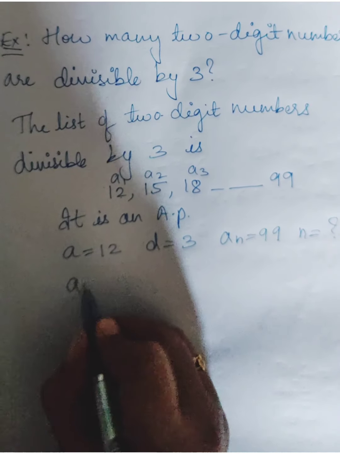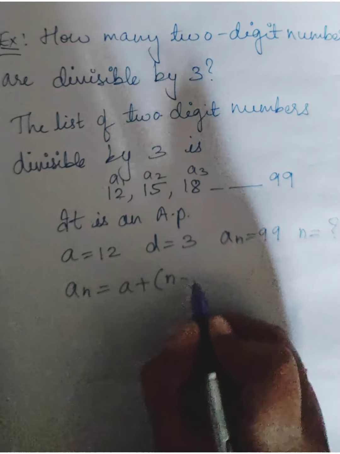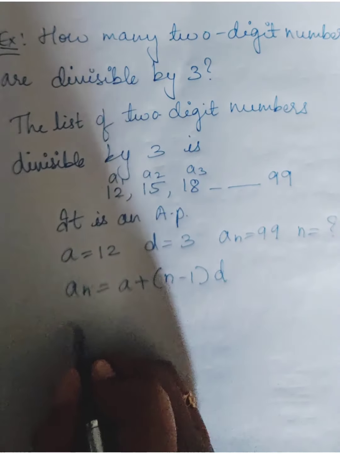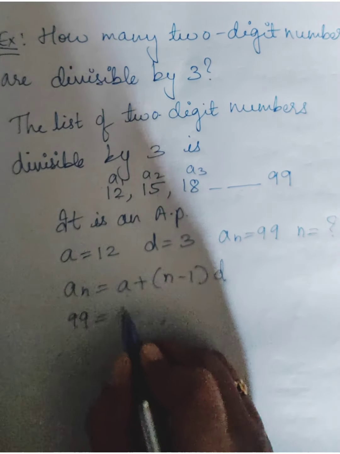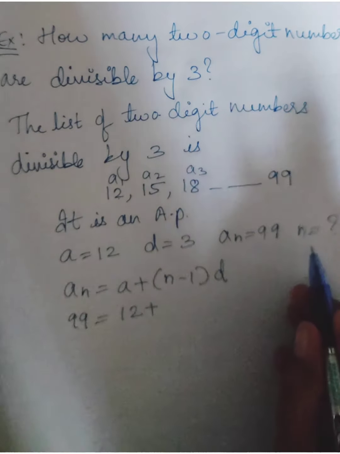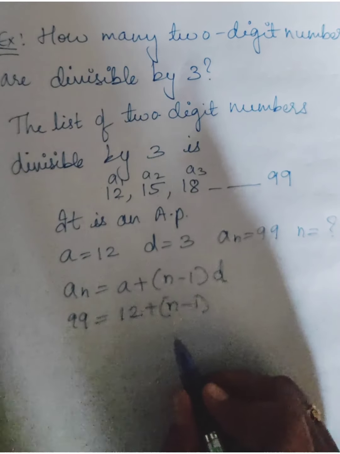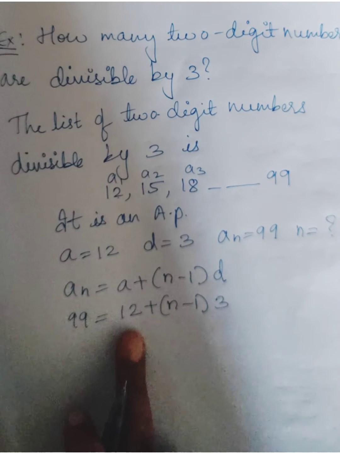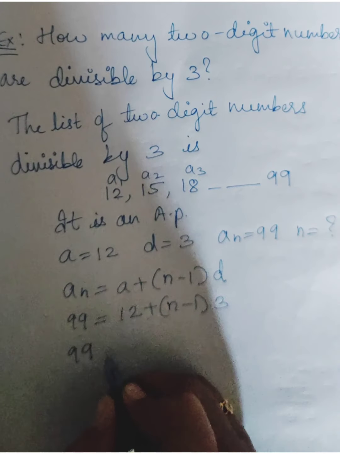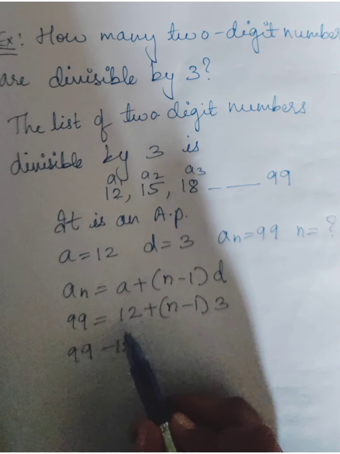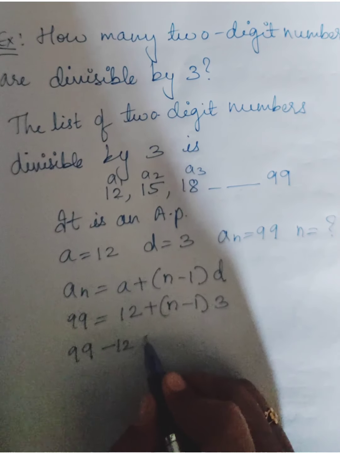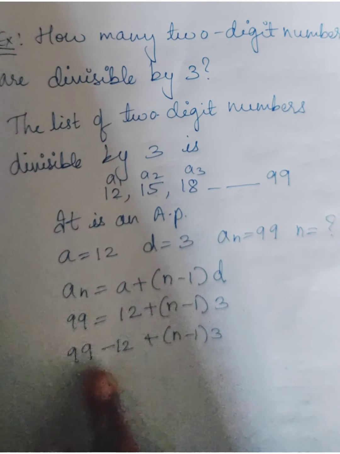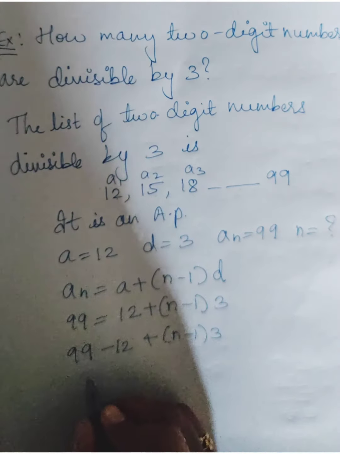So the formula is an is equals to a plus n minus 1 into d. Okay, so what is an value now? It is 99. What is the first term? That is 12. a is equals to 12 plus, n we don't know, so we keep it as it is, n minus 1. d is what? 3. So this 12 you are going to shift here, so you get 99 minus 12. See, 12 is positive here, if you shift it, it will become negative. Plus n minus 1 into 3. Okay, so 99 minus 12 is how much? It is 87.